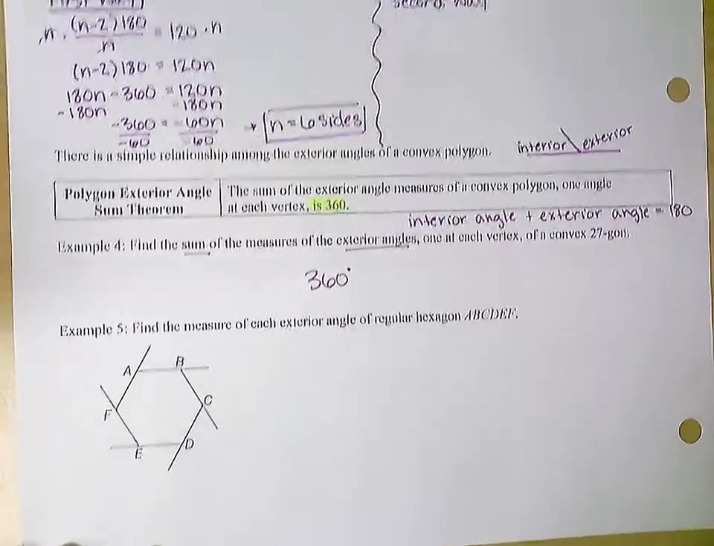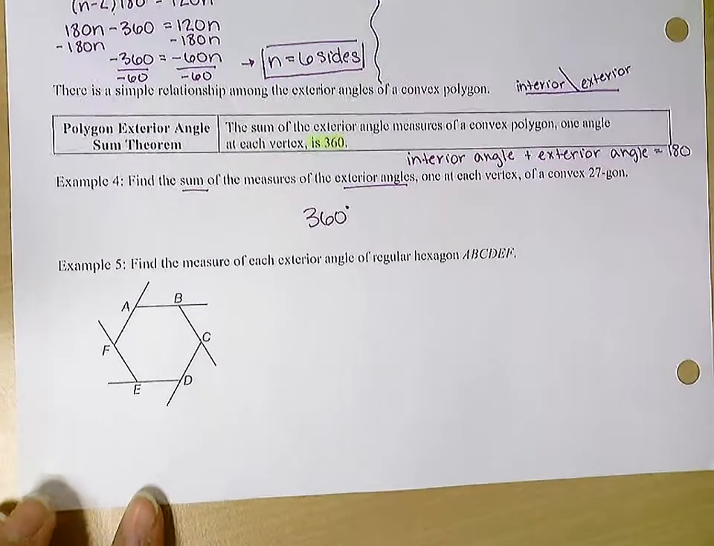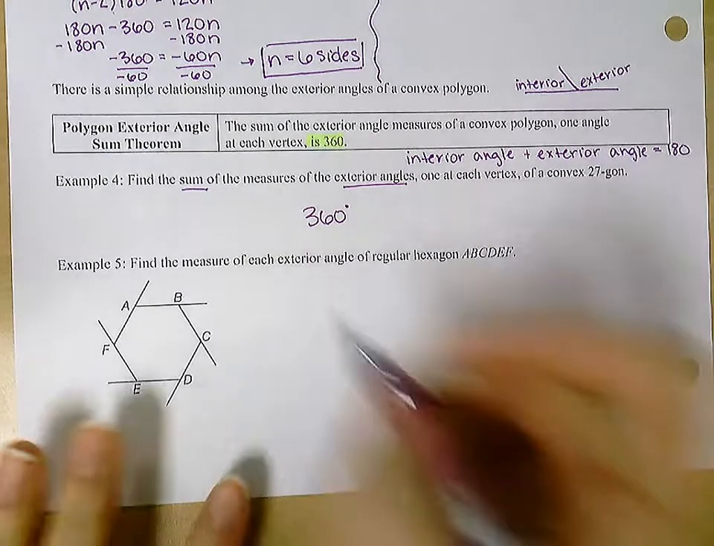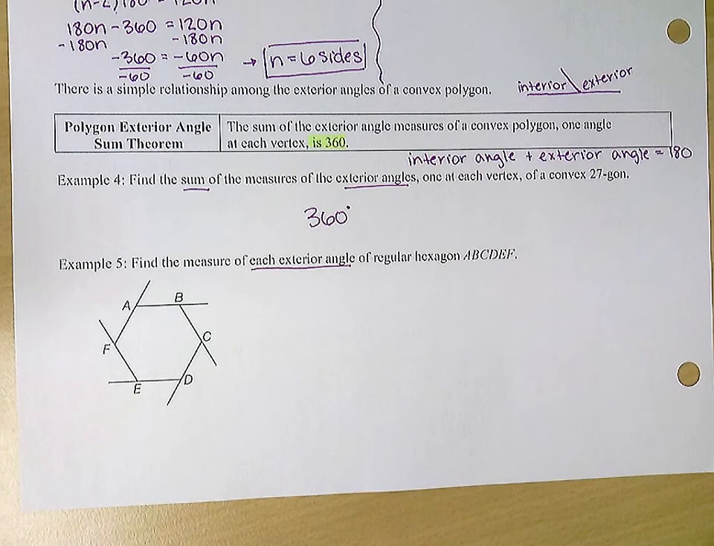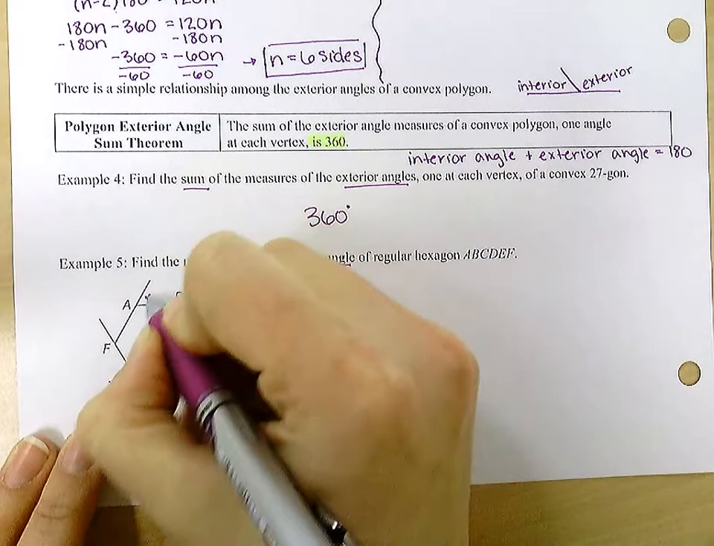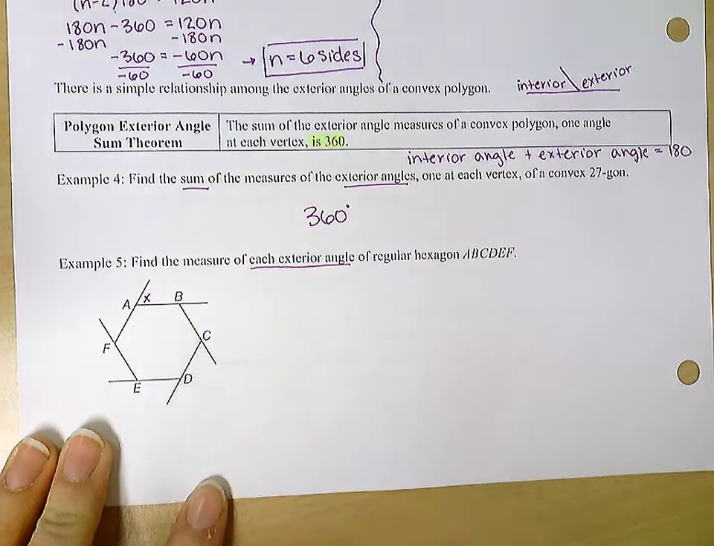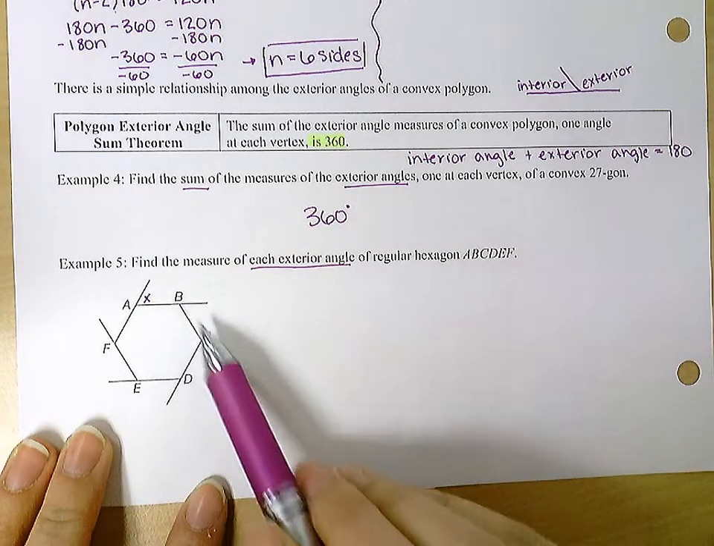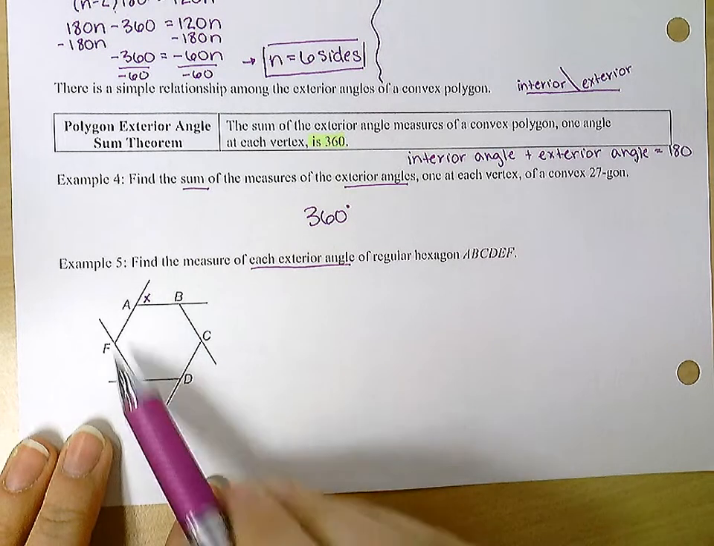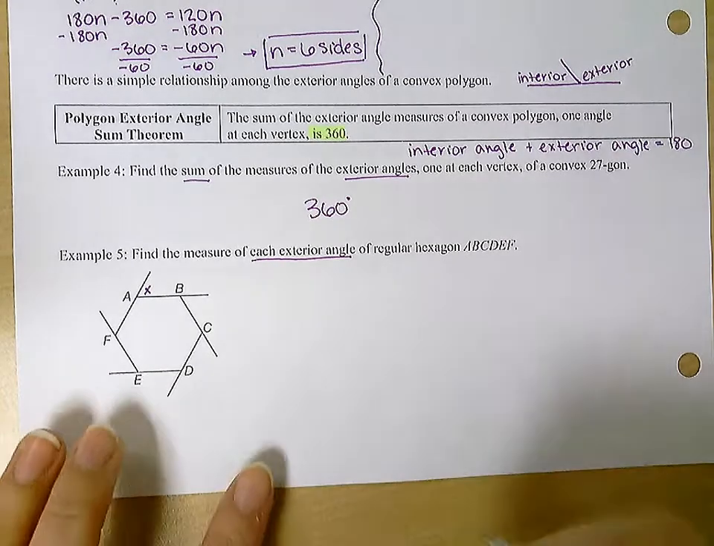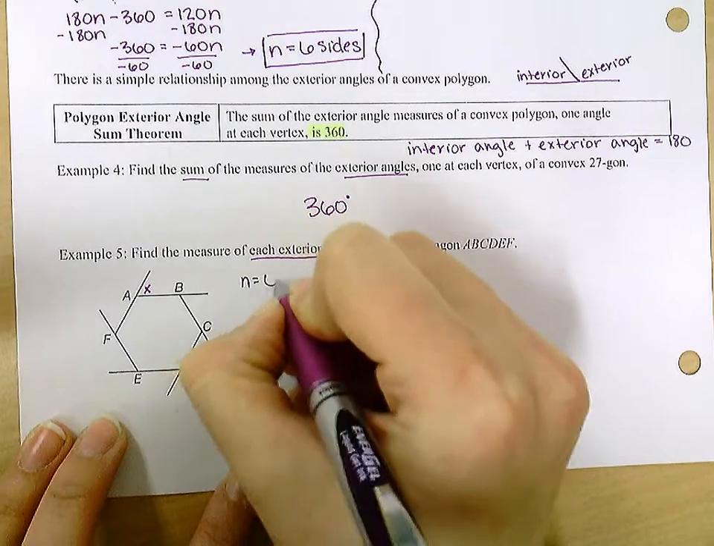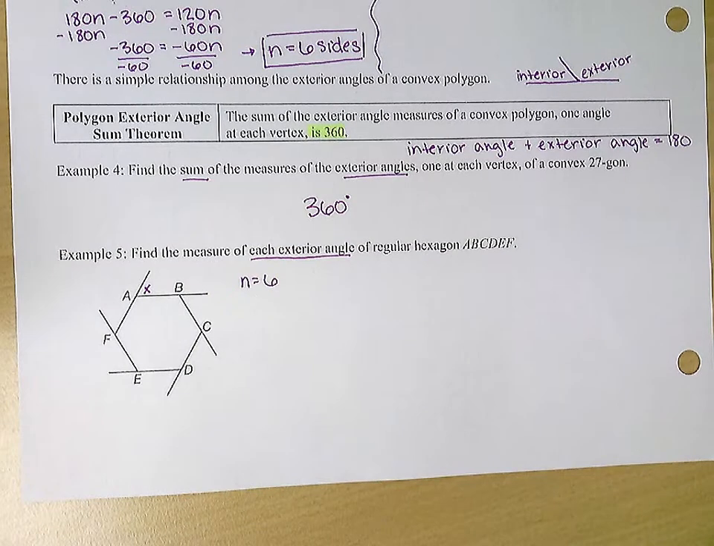Okay, example 5, we're using exterior angles as well. So we want to find the measure of each exterior angle this time of a regular hexagon. Okay, so not the sum of the exteriors, we want to find each one. Okay, so that means I'm just finding one of these angles on the outside right here. Well, how many exterior angles total do I have? If this is a hexagon? 6. Okay, you have 6 sides, so there are 6 exterior angles.